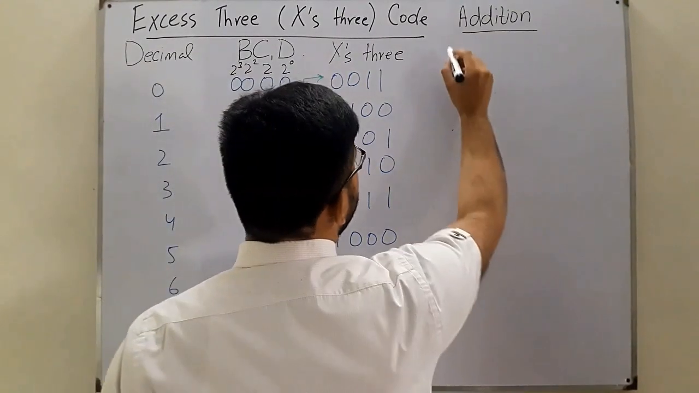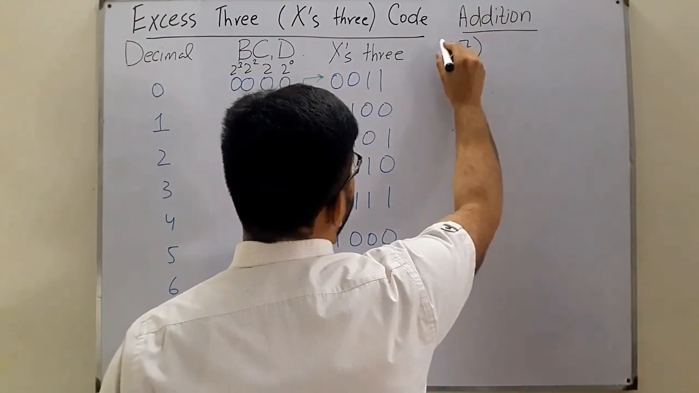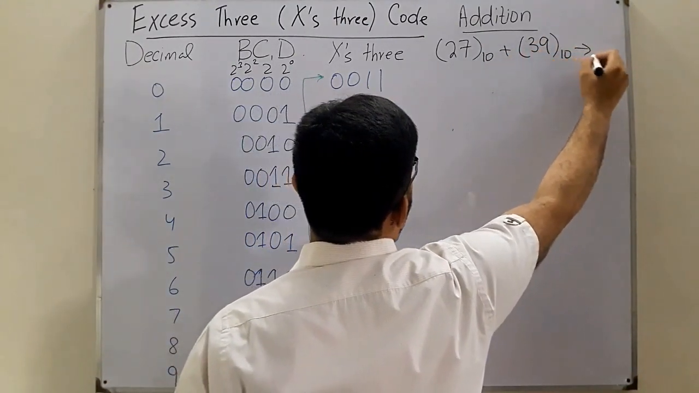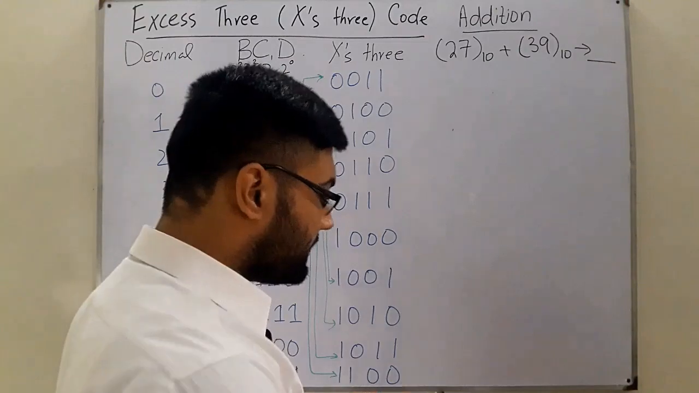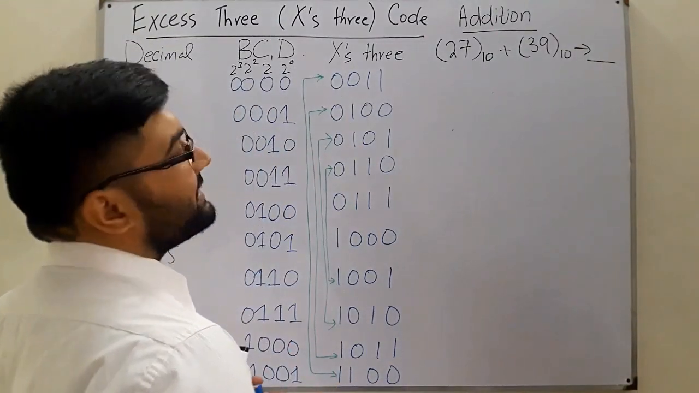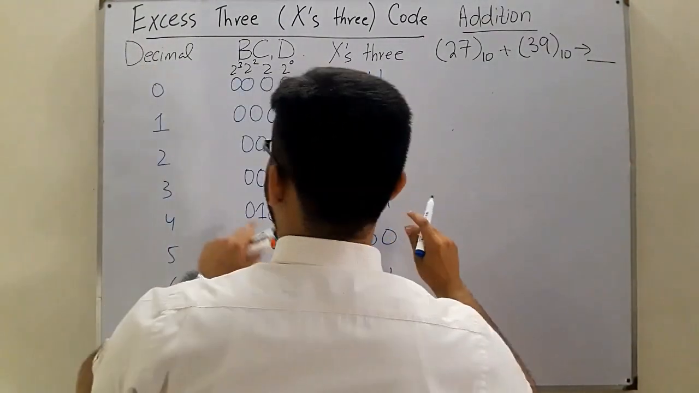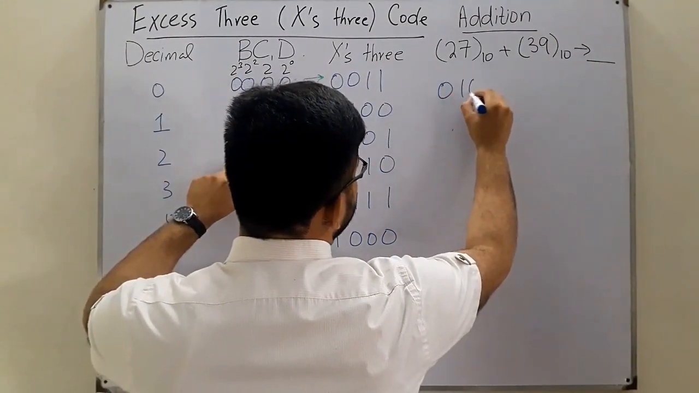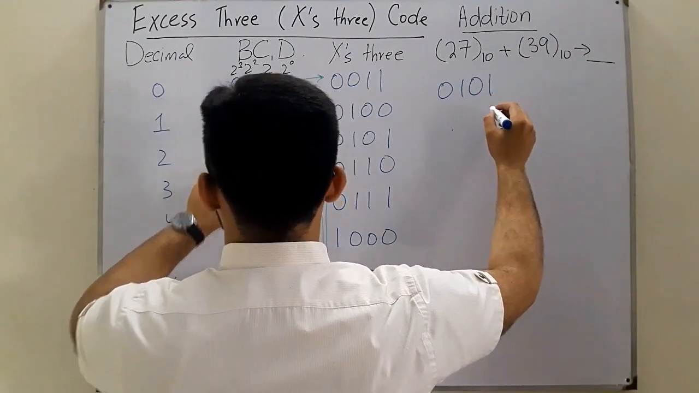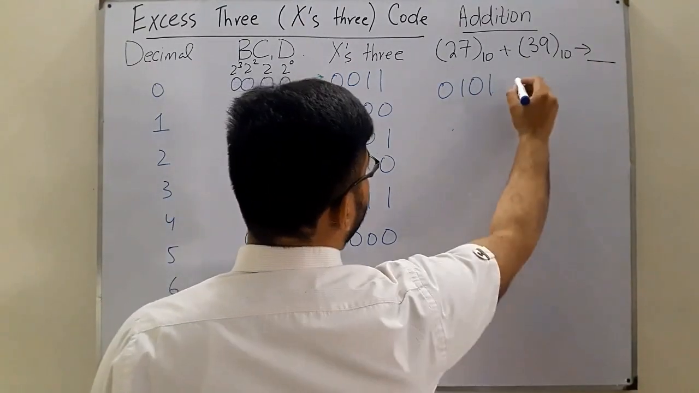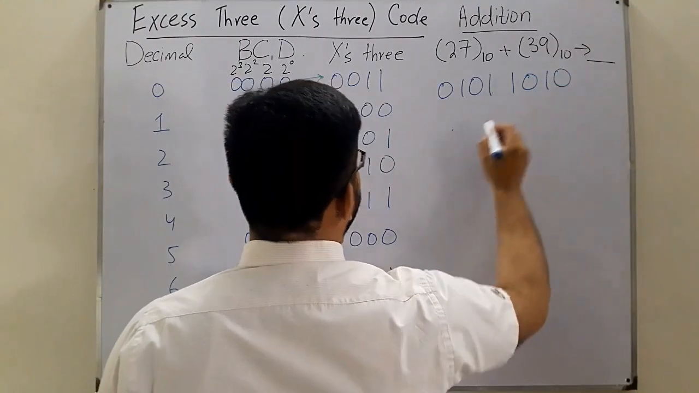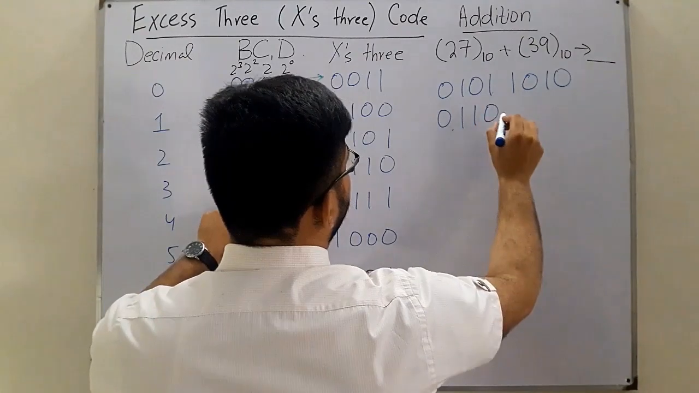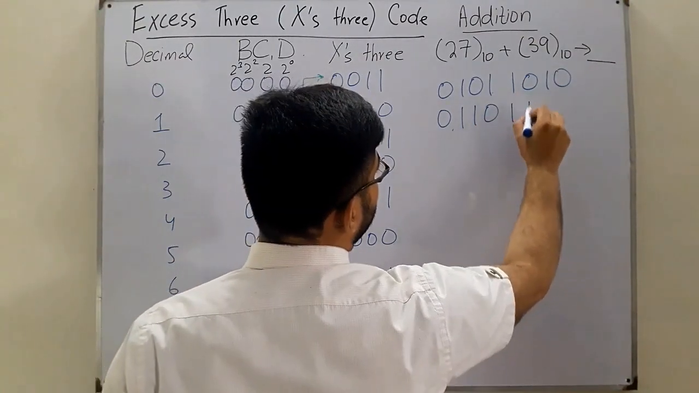Okay, let's say we want to have the addition of 27 and 39. All right, so you write them in their BCD, in their Excess-3s. So 2 is what? It's 0101, and 7 is 1010. Now 3 is what? It's 0110, and 9 is 1100.